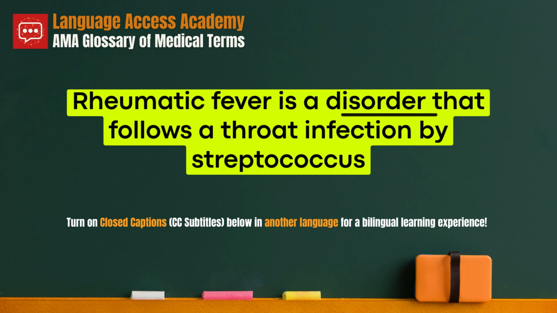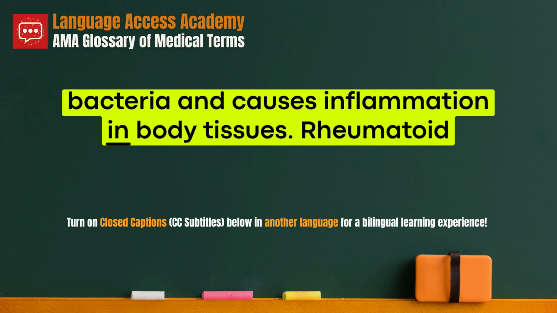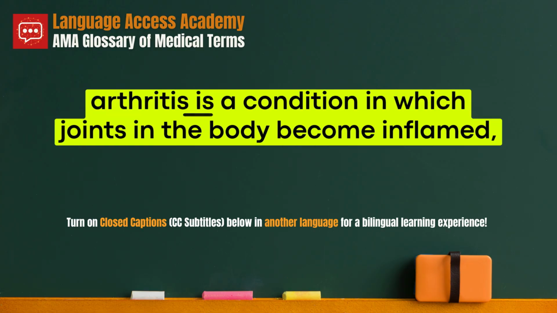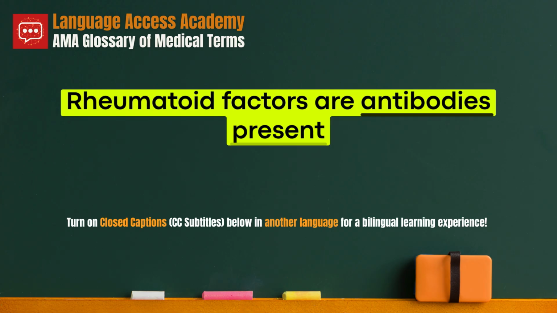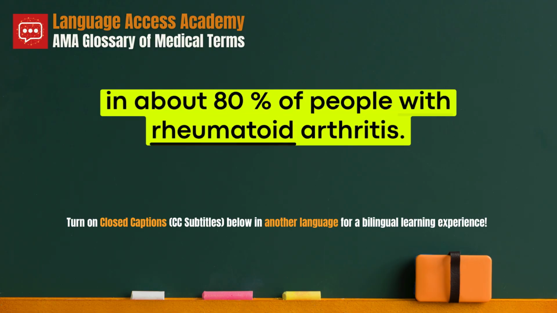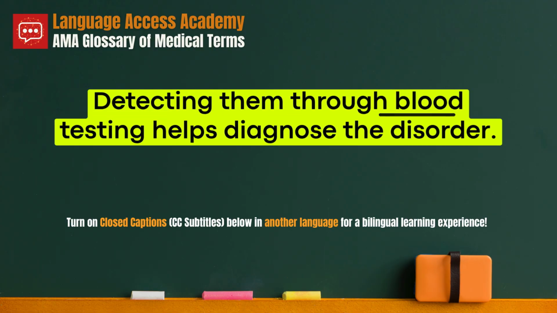Rheumatic fever is a disorder that follows a throat infection by Streptococcus bacteria and causes inflammation in body tissues. Rheumatoid arthritis is a condition in which joints in the body become inflamed, stiff, painful, and sometimes deformed because the body's own immune system attacks the tissues. Rheumatoid factors are antibodies present in about 80% of people with rheumatoid arthritis. Detecting them through blood testing helps diagnose the disorder.